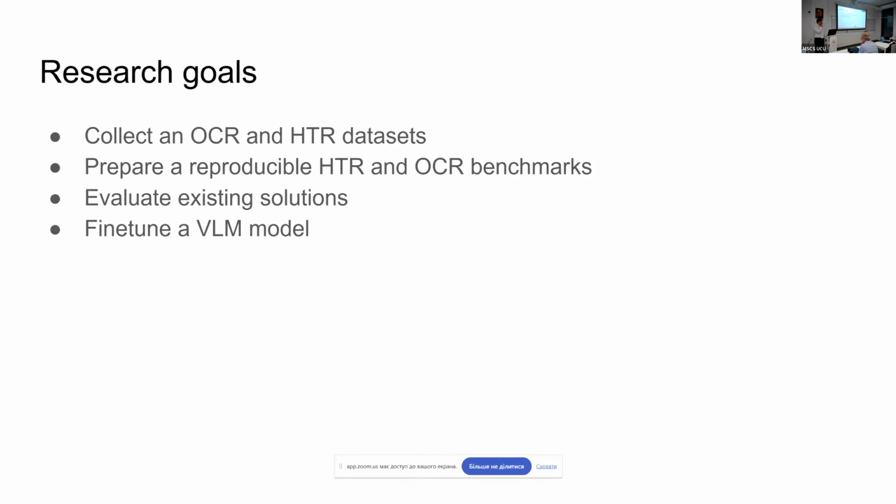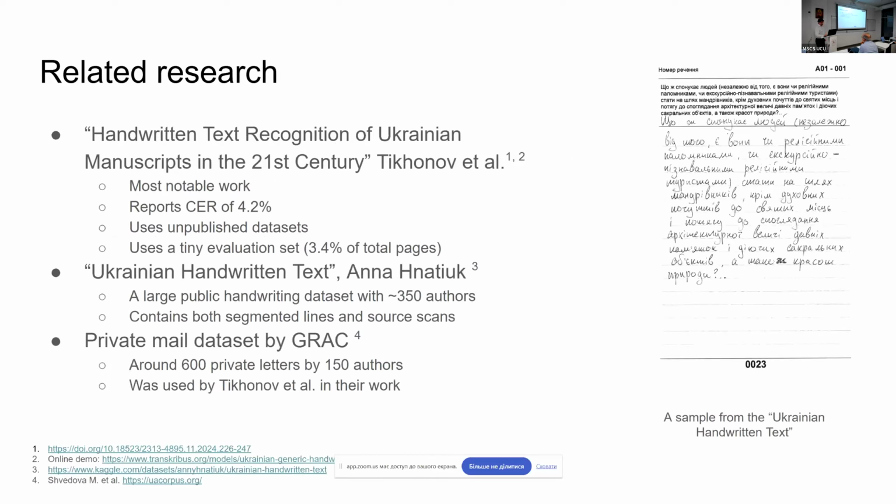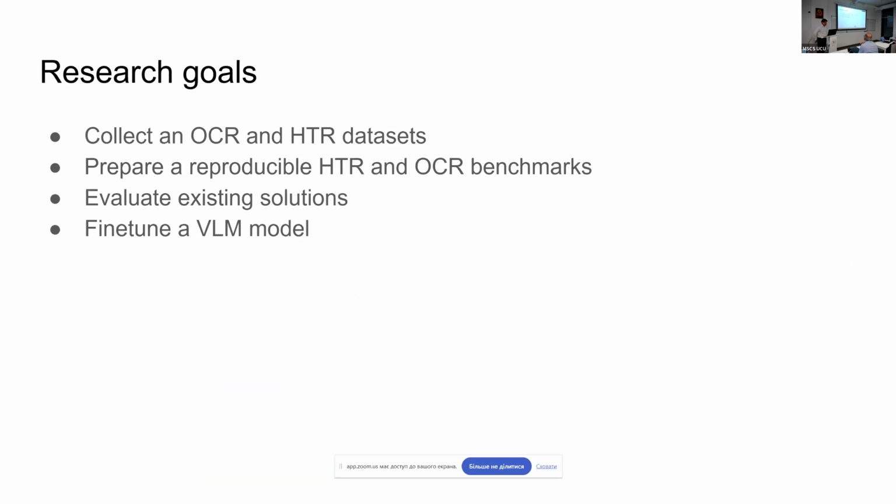and to use this work by Anna Hmetiuk, Ukrainian written text, and separate it into some kind of train and test sets based on the authors. I would like to evaluate existing solutions because it seems that they suffer from different issues, and I would like to fine-tune my own visual language model.